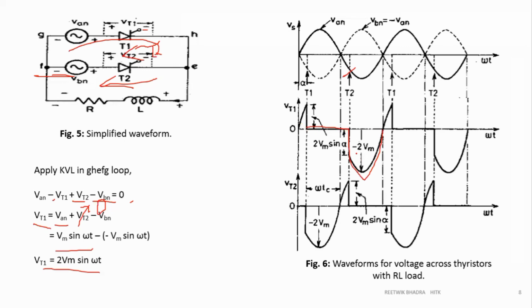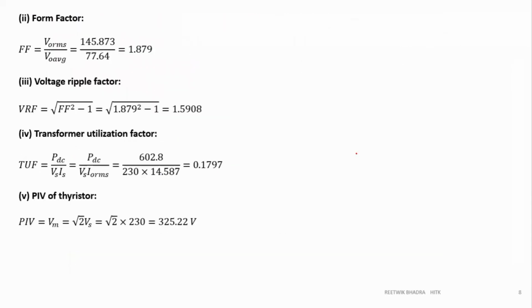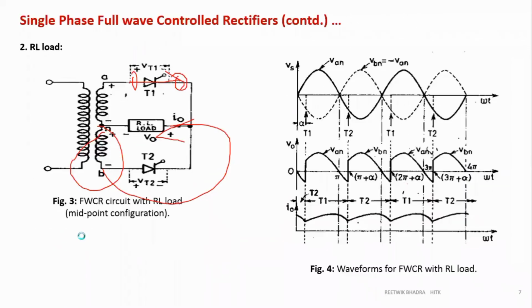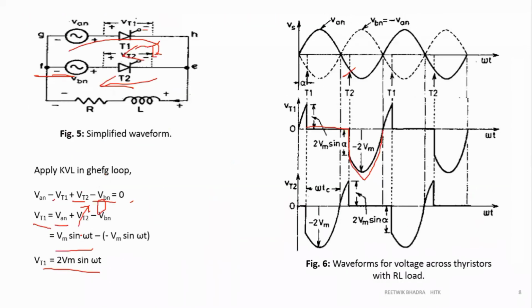Previously we had just done a problem on PIV. With the help of the waveform I had shown you why it is Vm. But in a midpoint converter, it is 2 Vm, twice Vm. And you can draw this VT2 accordingly.